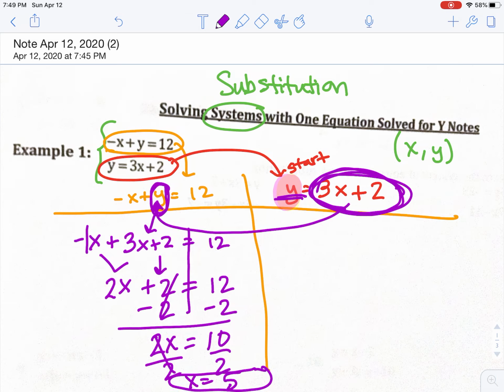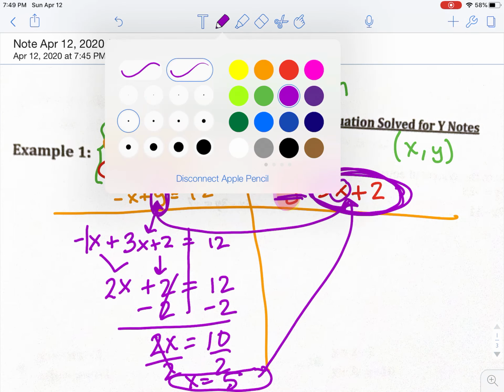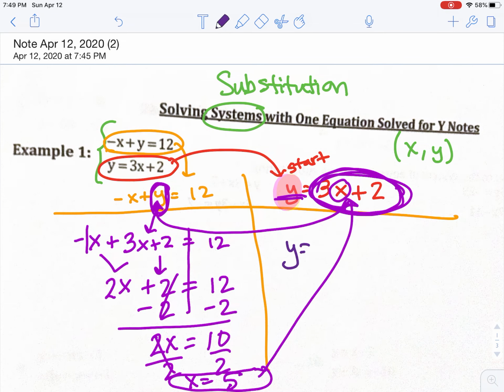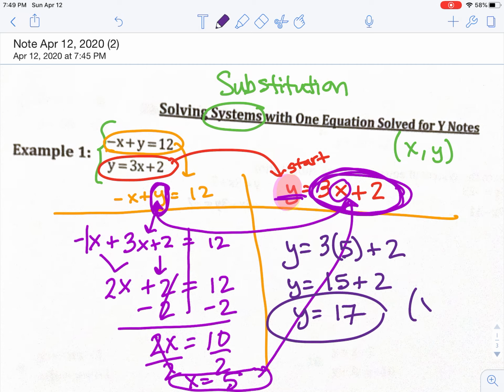And now this last part is the same. You're still going to take that 5 and plug it back into the other one, y equals 3x plus 2. So I'm going to have here y equals, the 3 is still there. Instead of x, you're plugging in the 5, then plus 2. 3 times 5 is 15, and you get 17. And so then remember my final answer, though, I have to write it as x comma y. So it'll be 5 comma 17.